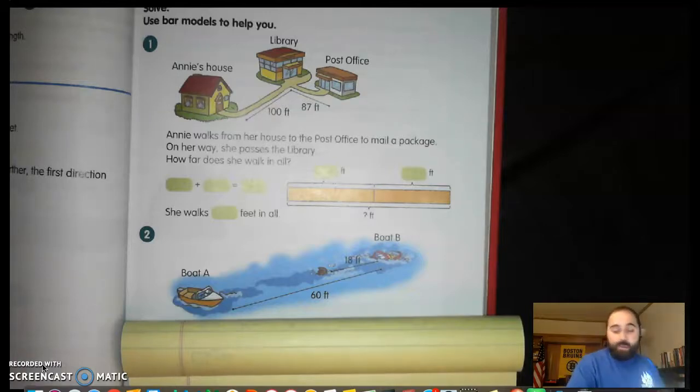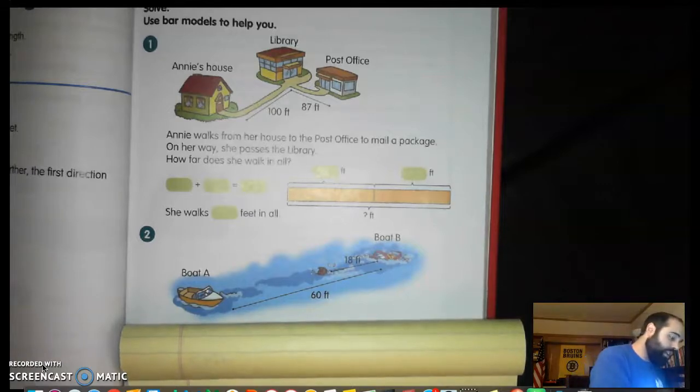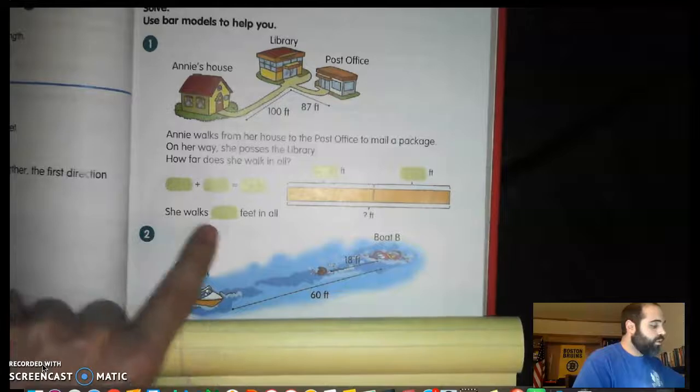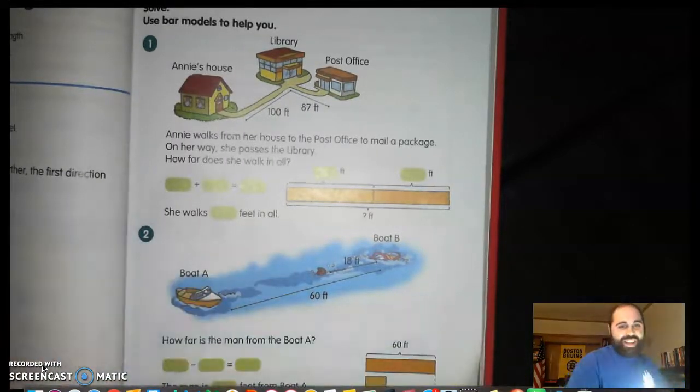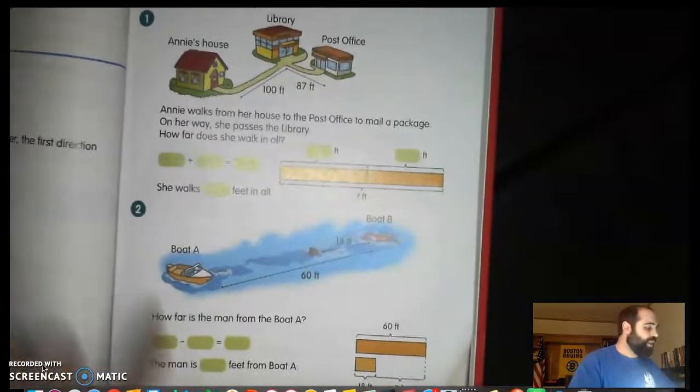You're right, it's a pretty easy problem to solve because we have a cross zeros here, right? You just have to add 87 to it, so it's 187 feet. She walks 187 feet in all. Very good. All right, second question.